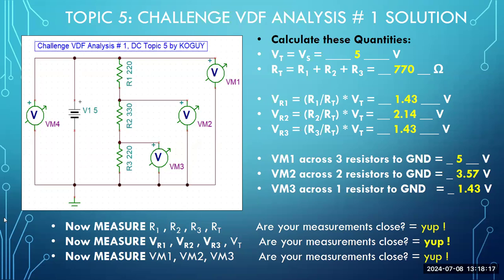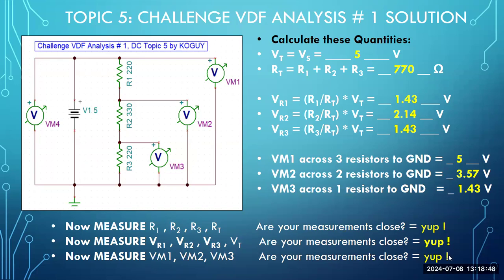So each of these voltages that you've calculated should be very close to the measurements that you measured. Are your measurements close? They don't have to be exact, but are they close? Yep. When you measure the voltages across each of the resistors, are your measurements close? They don't have to be exact, but they're close. The answer is yep. And how about the voltages across voltmeter 1, 2, and 3? Are they reasonably close to our predictions of 5, 3.57, 1.43 volts?